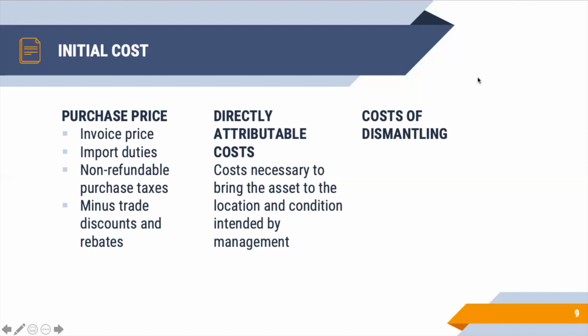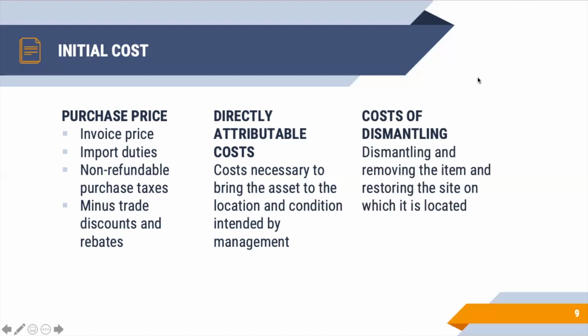The cost of dismantling: these are the costs for dismantling and removing the item and restoring the site on which it is located. For this cost, we estimate it because this is a future cost. We estimate it, and normally we get the present value. And a corresponding liability is credited for this cost. But the estimated dismantling cost is capitalized in the initial cost of PPE.